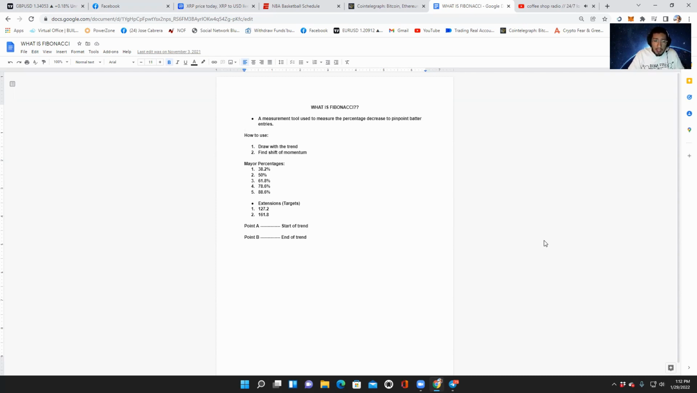So, how to use the Fibonacci tool? You want to draw it with the trend. Again, if the trend is going down, you want to draw the Fibonacci tool following the trend. Obviously, if the trend is going down, that means the price most likely started at a high price and then dropped down to a low price. So in all reality, and I'm going to show you this on the charts in a minute, you have to draw the Fibonacci tool from the highest point to the lowest point of the move.